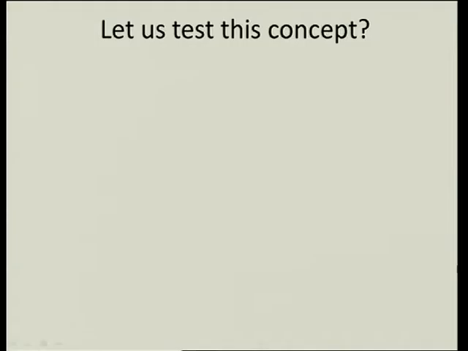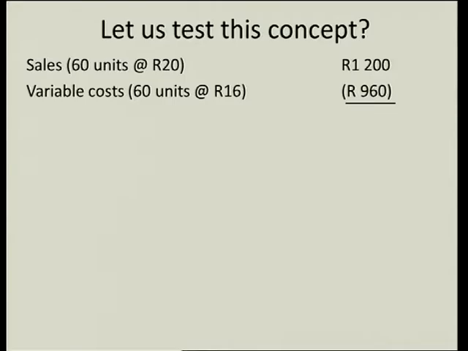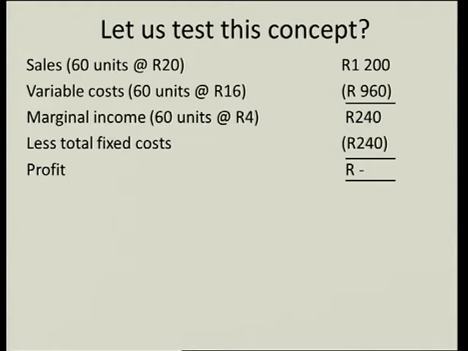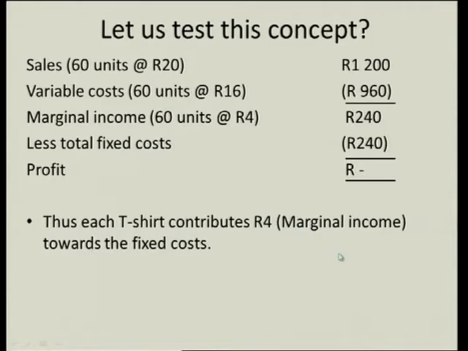Let's test that. If I sell 60 units at 20 Rand, I get 1,200 Rand. My variable cost, 60 units at 16 Rand is 960 Rand, which means that my marginal income is 240 Rand. My total selling price minus my total variable cost, my marginal income, is 240 Rand. My fixed cost is 240 Rand, so there's no profit. So it means that each t-shirt contributes 4 Rand towards my marginal income and towards my fixed costs.